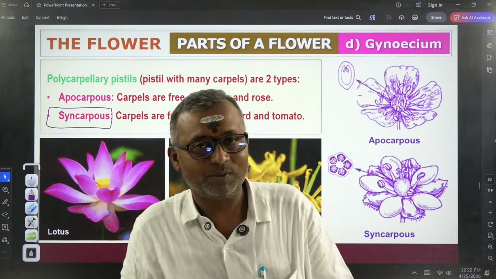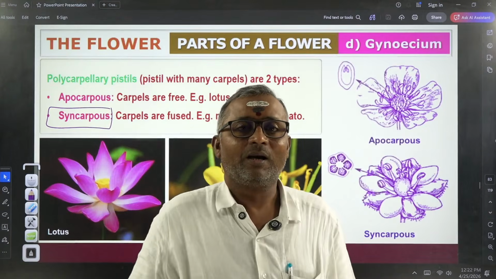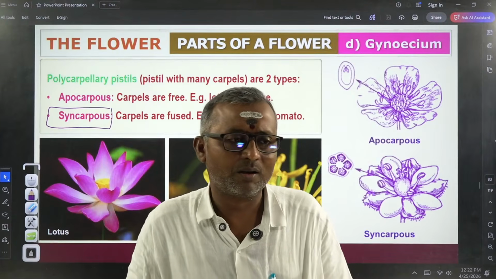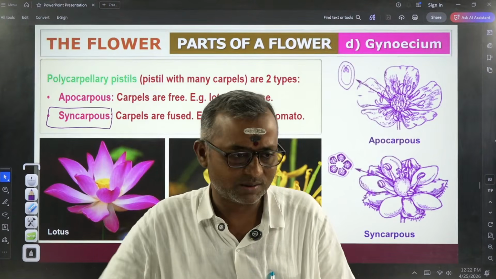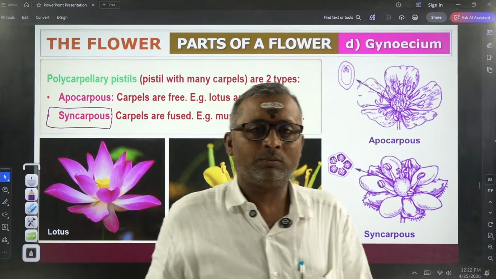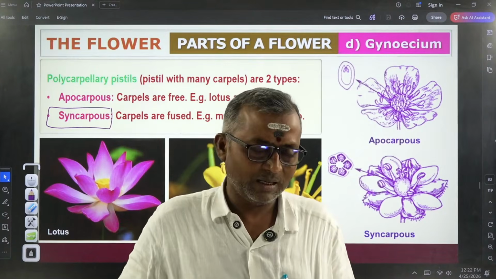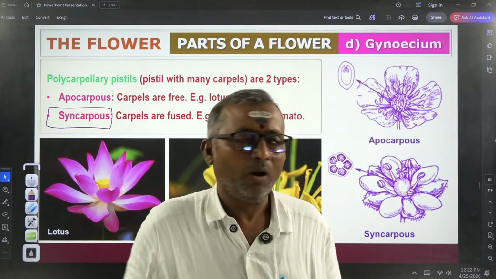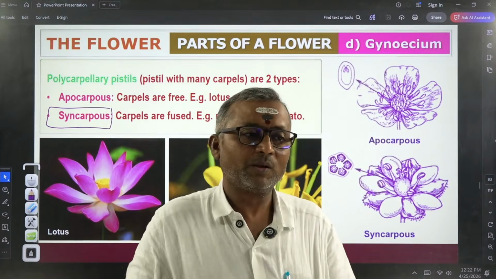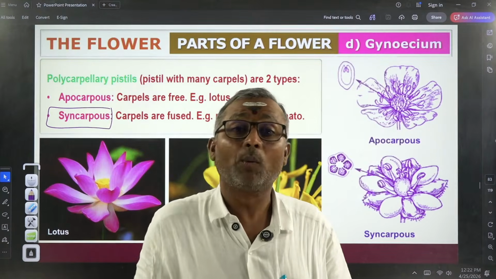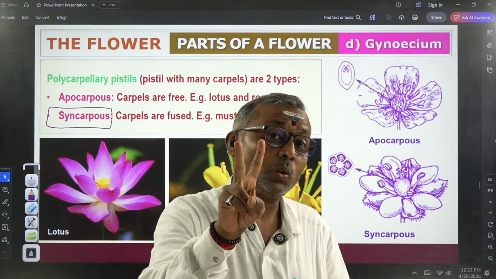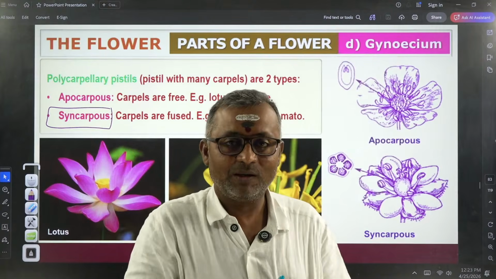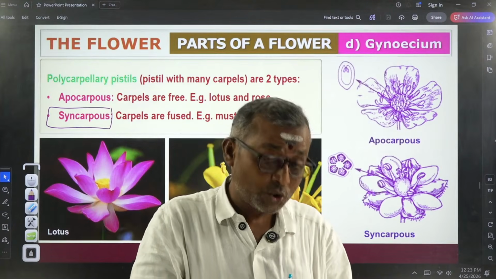Let us take another example to have more clarity about this. I think this plant may be available in your kitchen garden or near your houses. Take tomato as an example, or you can take chili, or mustard, anything. Tomato actually contains 2 carpels. It is bicarpellary.